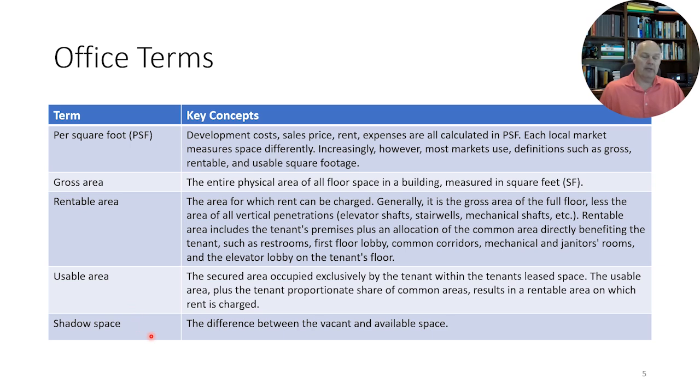So shadow space is the last term you might hear with the office, and it's basically the difference between the vacant and the available space.